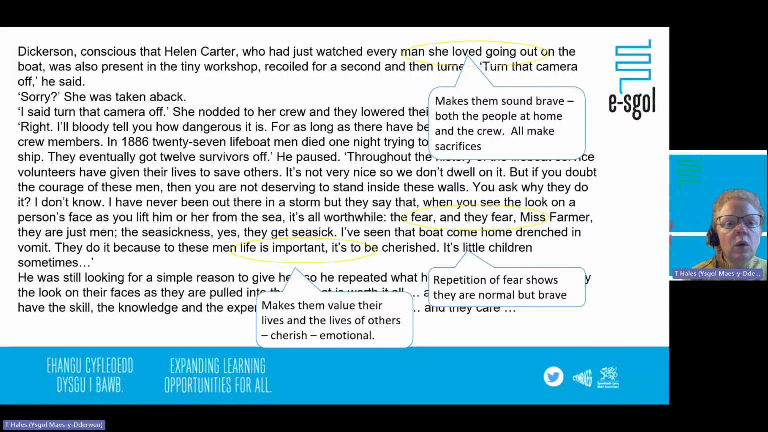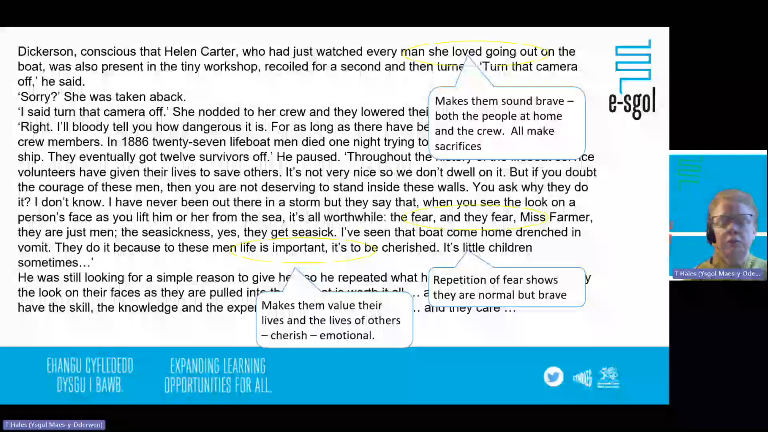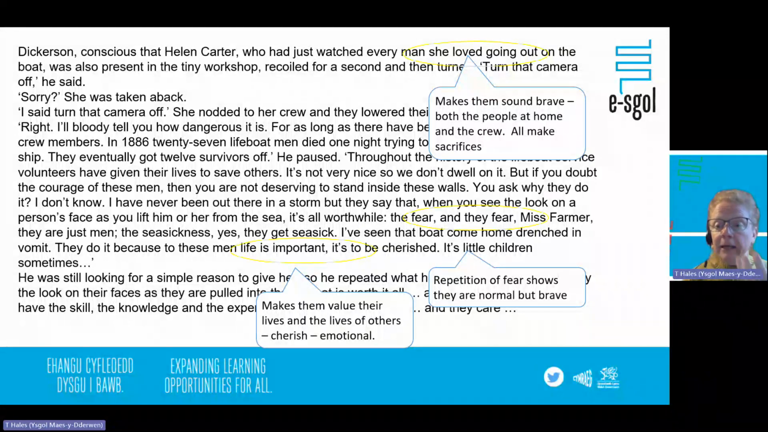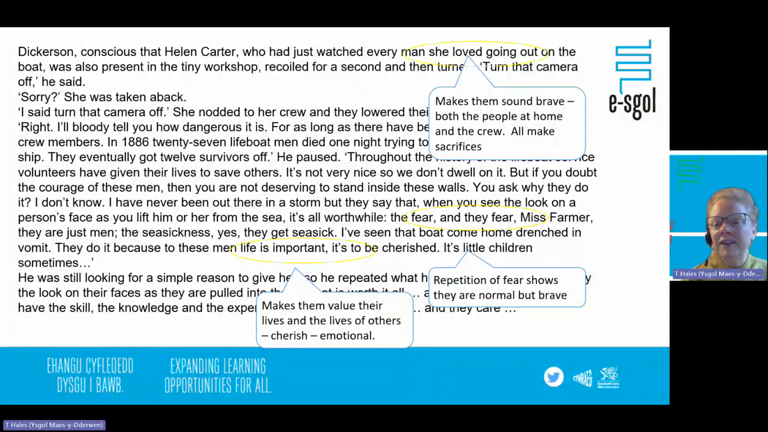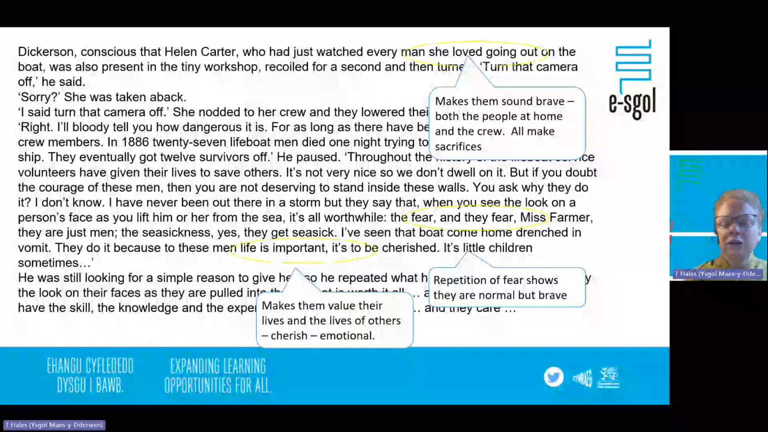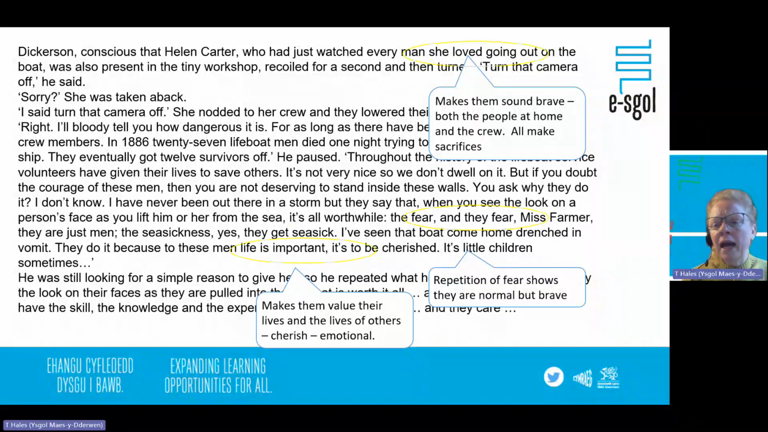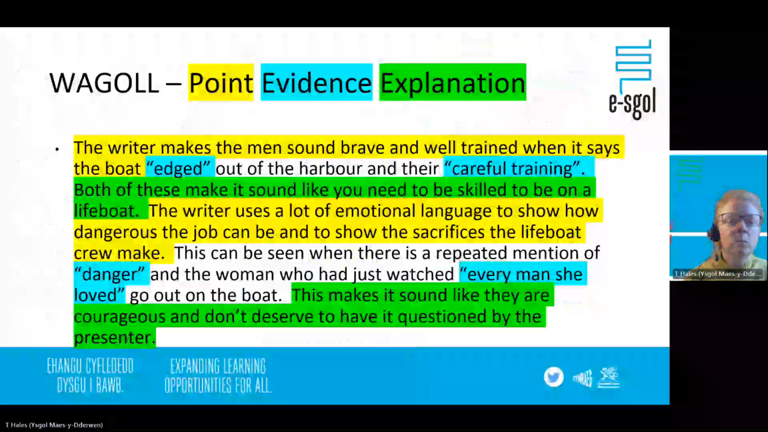And then the person who is talking talks about the fear of the lifeboat crew and says, yes, they are frightened when they go out, so that they're normal, but they are brave because they overlook that fear and they go anyway. And then they talk about the vision that to these men, life is important. Life is to be cherished. So it makes them value their lives, and the lifeboat crew value the lives that they've got, of themselves and of others.